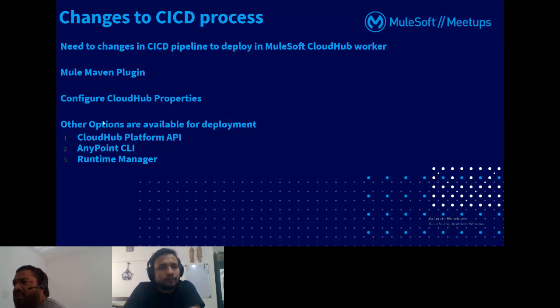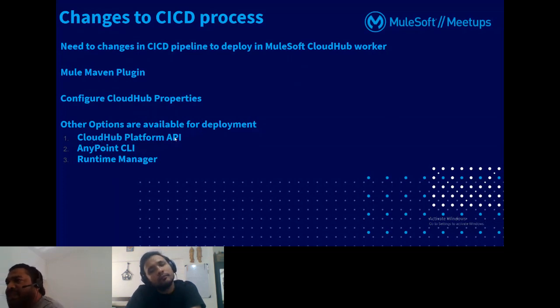And we have another option for deployment also. We have a CloudHub platform API. I have created a Postman collection, but I can show you that there is a CloudHub API, but it is taking too much time. Using that, we can update the application and deploy the application.